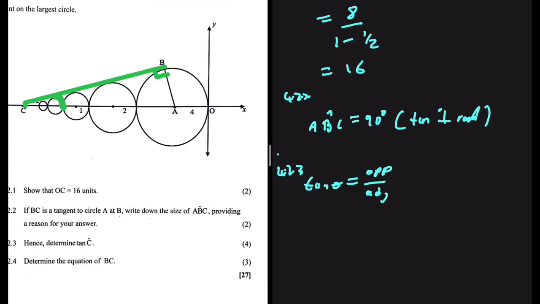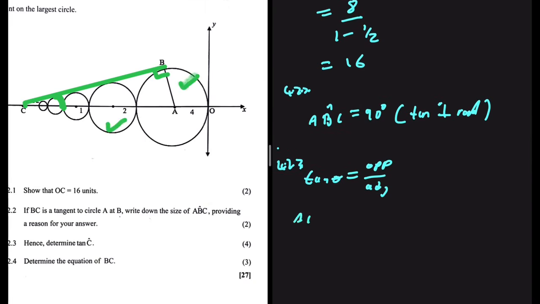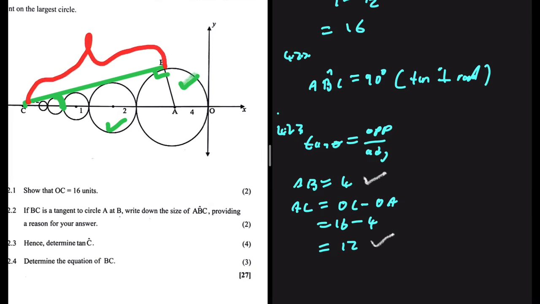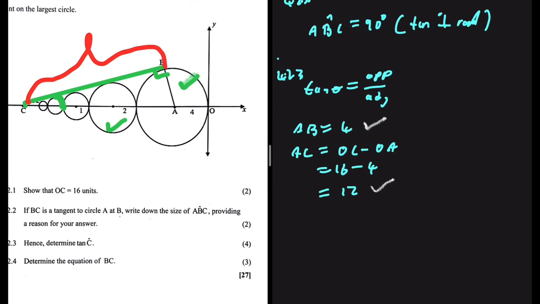So the opposite is AB. What is AB? AB is equal to 4 units. That is our radius. And what about AC? AC is equal to OC minus OA, right? OC is 16 units, OA is 4 units. So AC is equal to 12 units. AB is our opposite, AC is our hypotenuse. We need to find BC, our adjacent. Let's go ahead and do that and see what we're going to have.